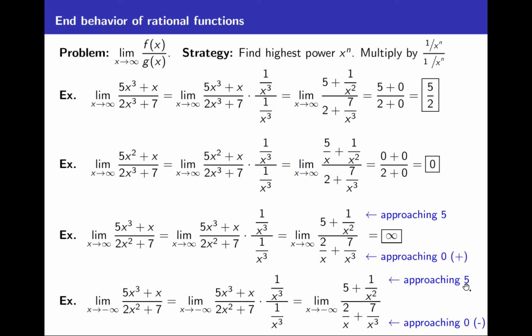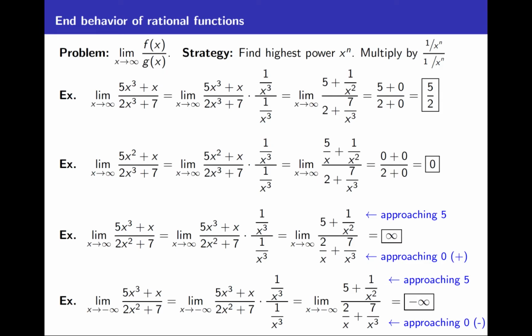So on top we have a positive value. The numerator is approaching positive 5. On bottom, the denominator is approaching 0, and it's negative. So we have a positive divided by a very, very small negative number. So this answer is going to be negative infinity.